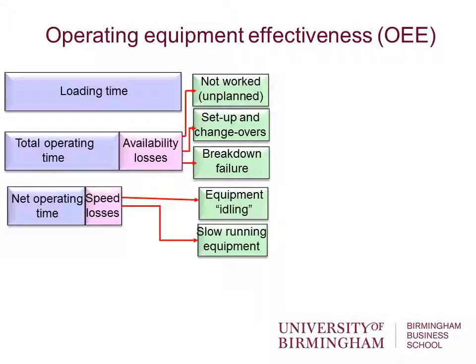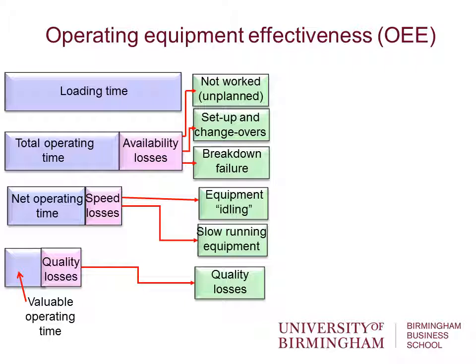From that we remove speed losses. So if you're talking about machines, this is when machines are idling, not working, not producing something for some reason. Maybe the operator's away, or maybe there's no components to go through the machine, or machines are running slowly. So we have speed losses. And then from that it's deducted, so that leaves net operating time, and from that it's deducted quality losses.